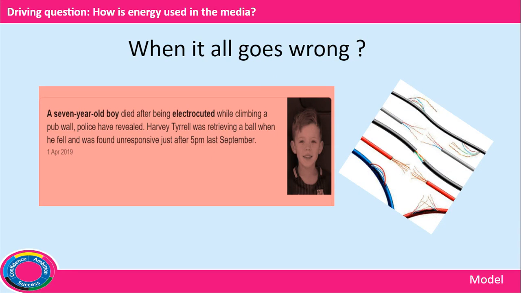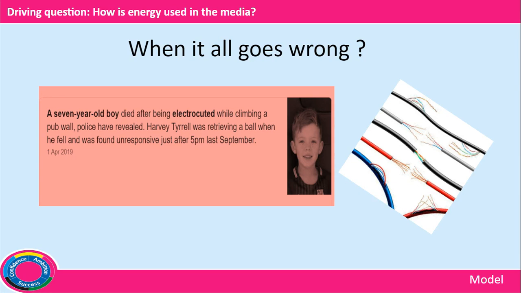When it all goes wrong. A 7-year-old boy died after being electrocuted while climbing a pub wall, police have revealed. Harvey Tyler was retrieving a ball when he fell and was found unresponsive just after 5 p.m. last September. So this young child was obviously electrocuted because of wires that maybe had a breakage in them that exposed this child to live electricity.